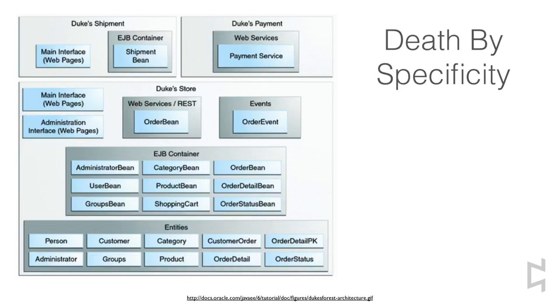And what happens when you do that is you avoid death by specificity. This is an Enterprise JavaBeans best practices picture from Oracle. It doesn't really matter the specific details other than that they are specific, right? You actually make code that's called category bean, and you make code that's called order detail, and you write classes.